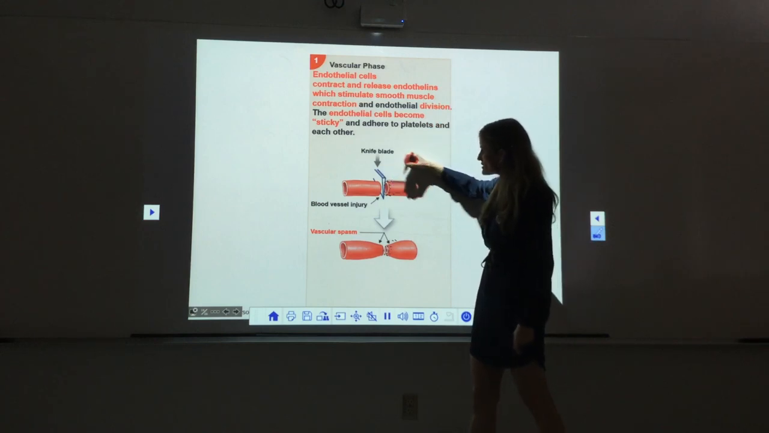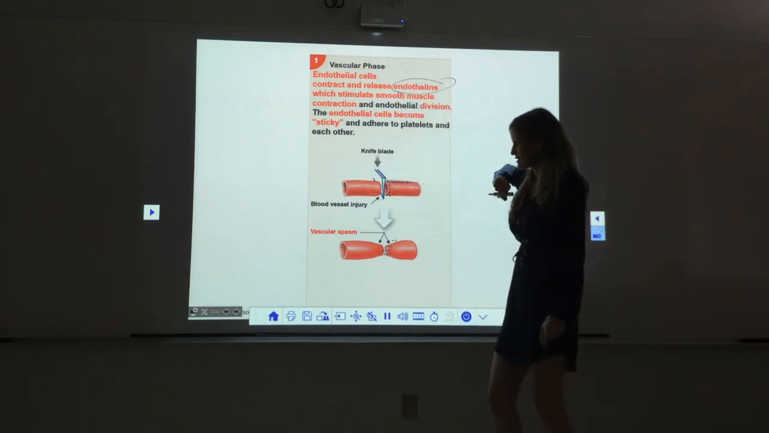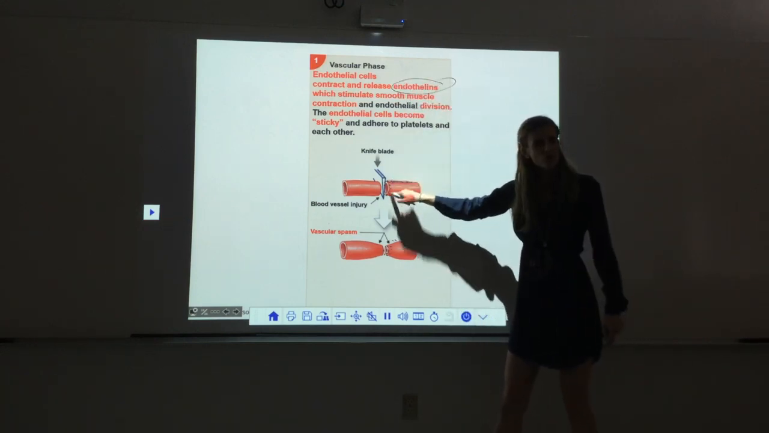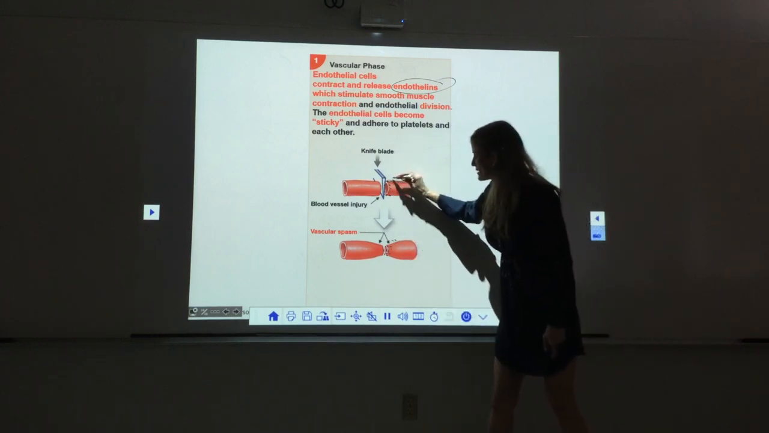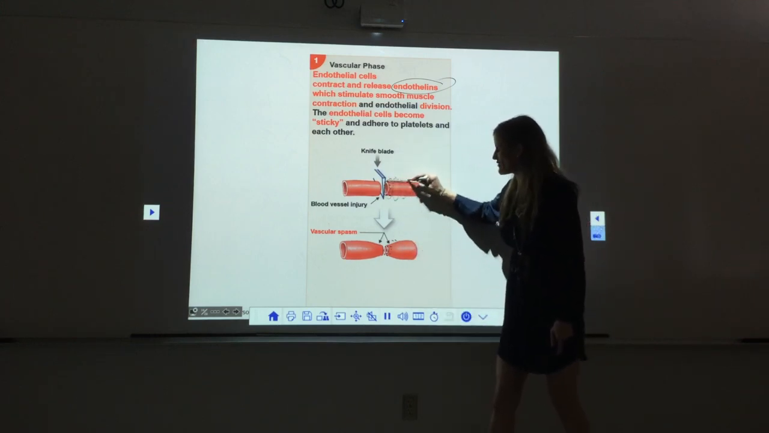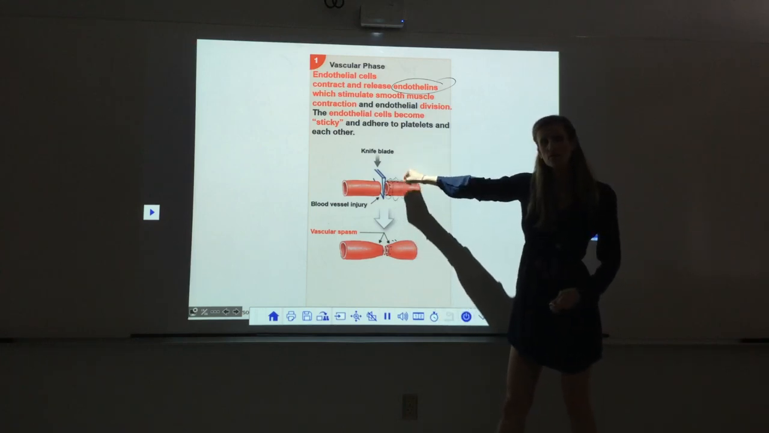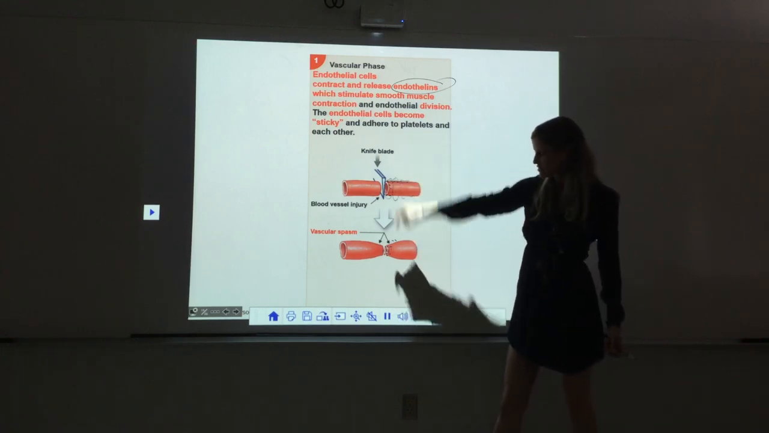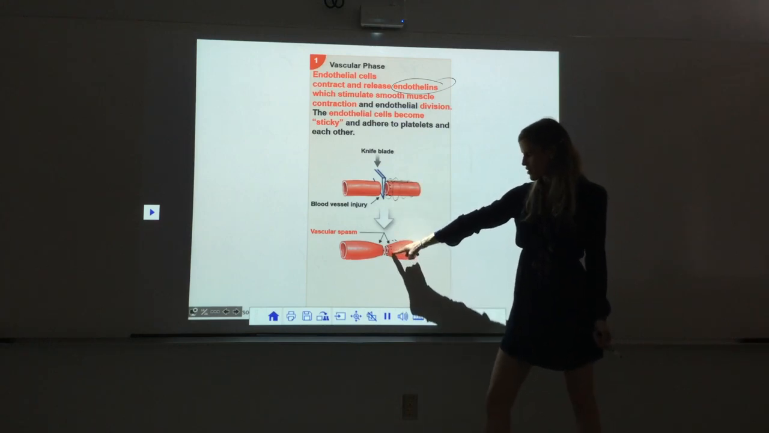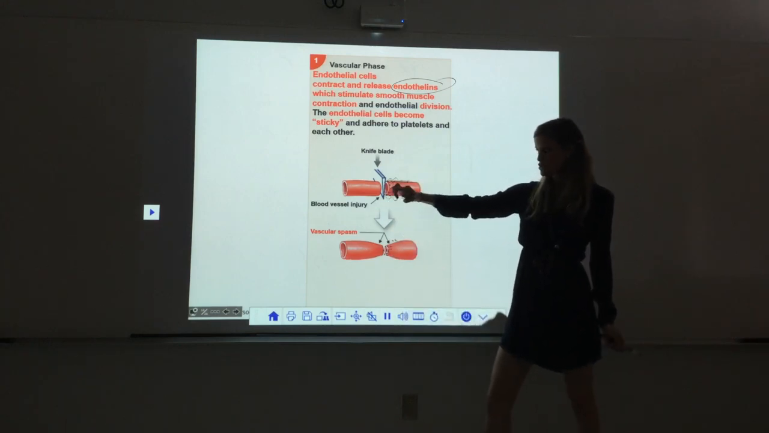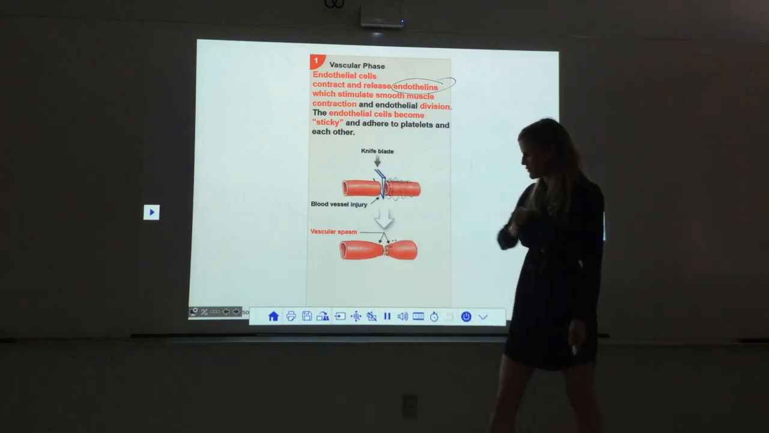Also, the endothelial cells release endothelins. These endothelins act locally. Again, we've got muscle that lines this vessel, and the endothelins tell this muscle to contract. When it contracts, it squeezes the vessel and makes it smaller. So that's what you see right here. That vessel opening is now much smaller and you're going to lose a lot less blood through it.